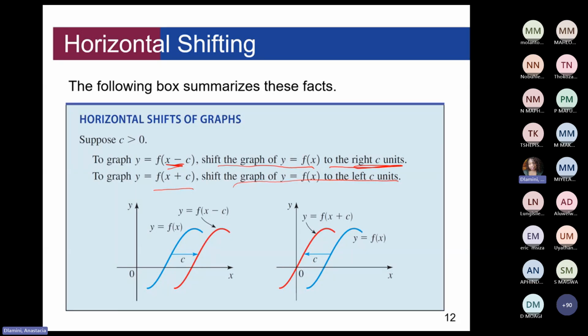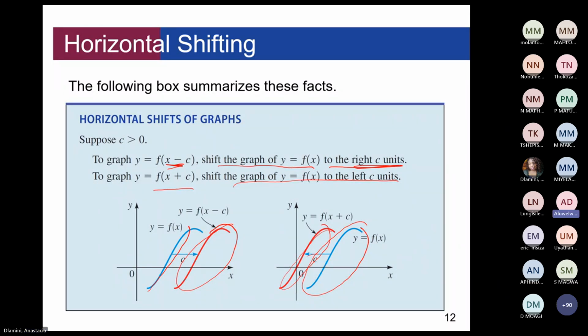Do you see, initially you had this blue graph and then you subtracted c. Now you are on the right. Initially you had this blue graph. Now you added c, so you move to the left. Are we together?